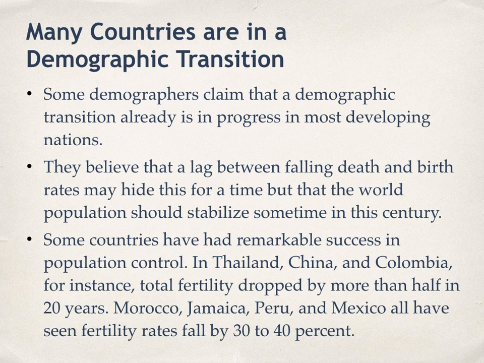Some countries have had remarkable success in population control. In Thailand, China, and Colombia, for instance, total fertility dropped by more than half in 20 years. Morocco, Jamaica, Peru, and Mexico all have seen fertility rates fall by 30 to 40% in a single generation. Surprisingly, one of the most successful family planning advances in recent years has been in Iran, a predominantly Muslim country.